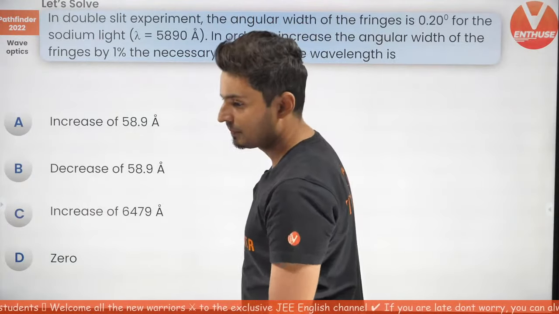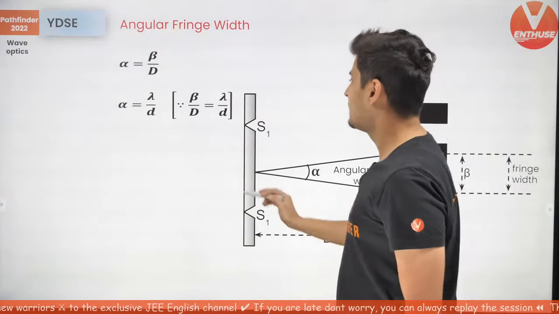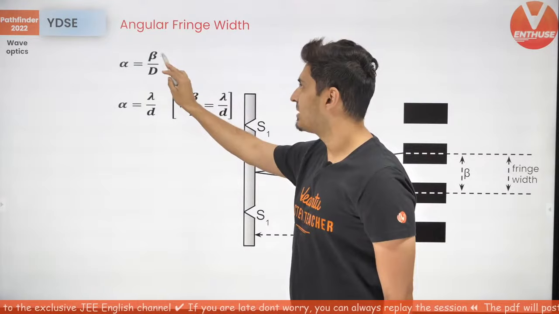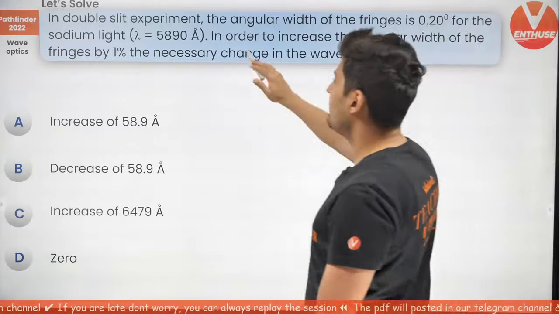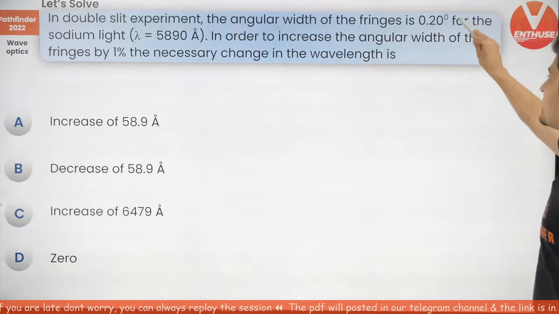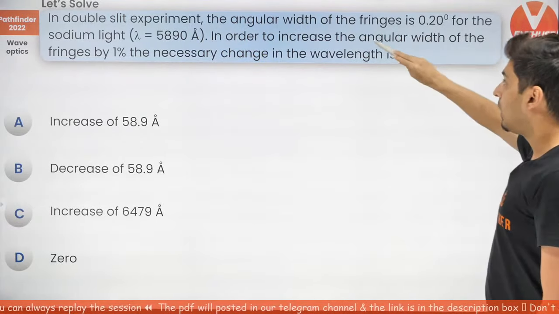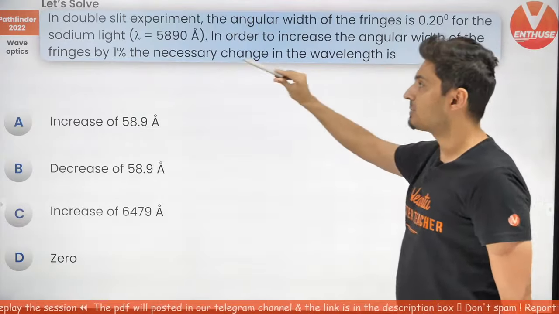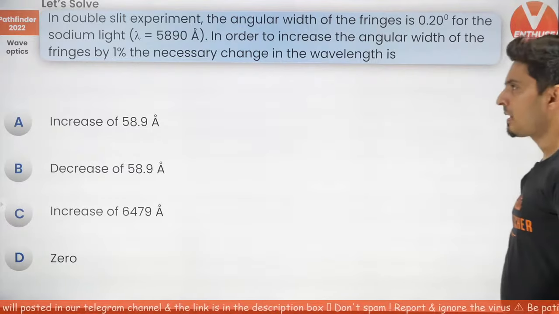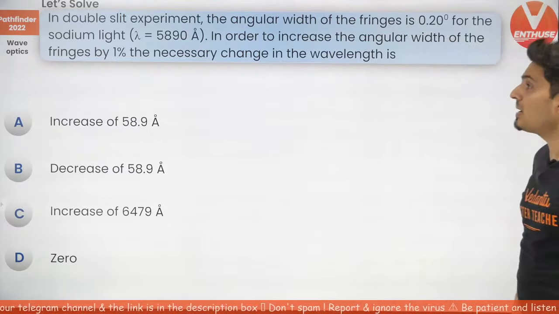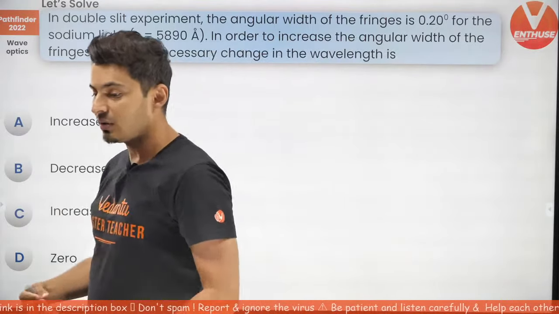Here we have a question. You will get it as lambda by d if you substitute the value of beta, because beta is lambda D by d. So if you substitute the value of beta, you're going to get this. That's obvious. Now in the double slit experiment, the angular width of the fringe is 2 degrees for sodium light of these many Angstrom. In order to change the angular width of the fringes by 1%, what do you think you need to do to the wavelength?